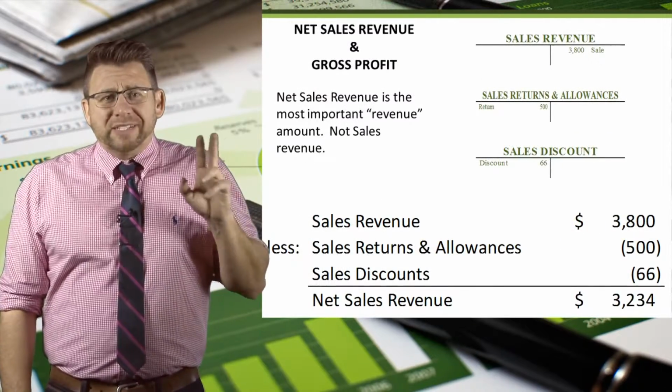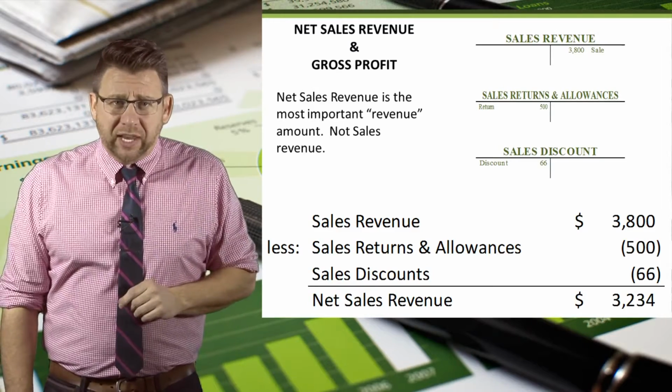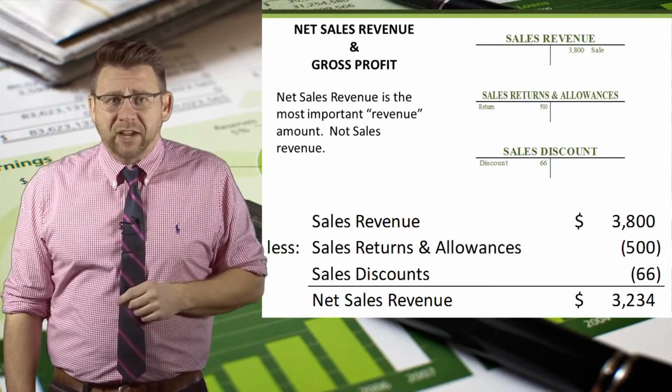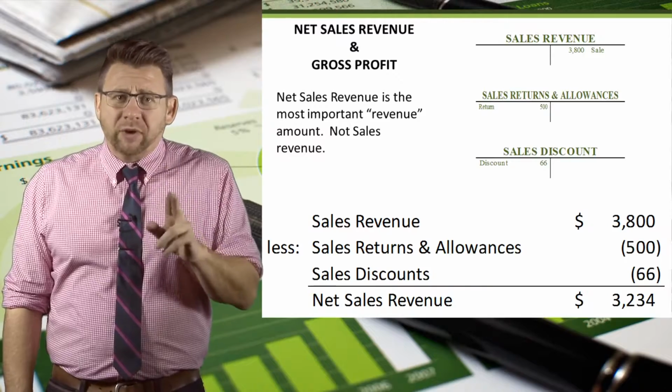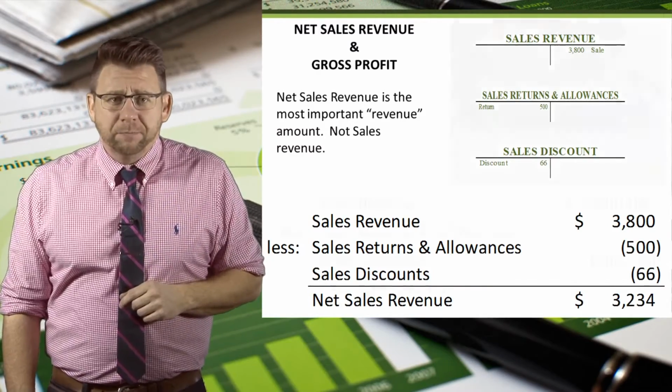Net sales revenue is calculated as sales revenue minus sales returns and allowances minus sales discount. It is the most important revenue figure because it is the most meaningful to investors and creditors.